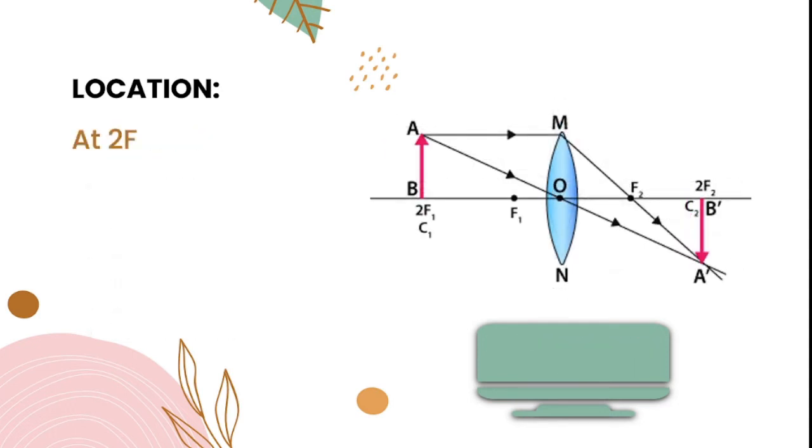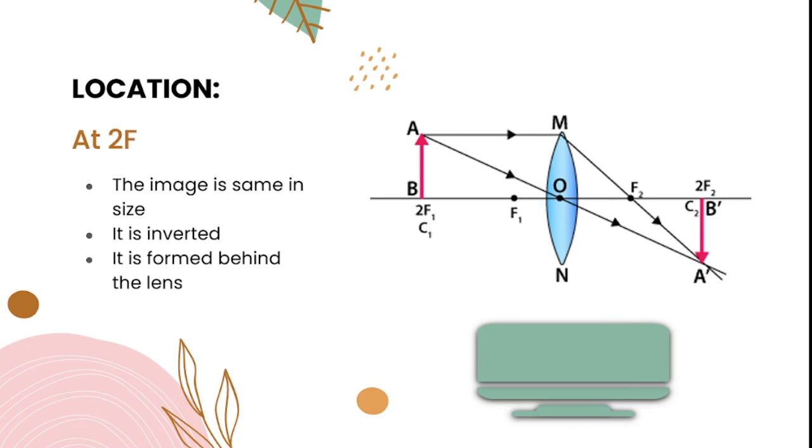If the object's location is directly at twice the focus or 2F, the image formed is same in size, inverted, formed behind the lens, real, and is located exactly at twice the focus behind the lens. In this location, the converged principal rays intersect at 2F prime at the back of the lens.